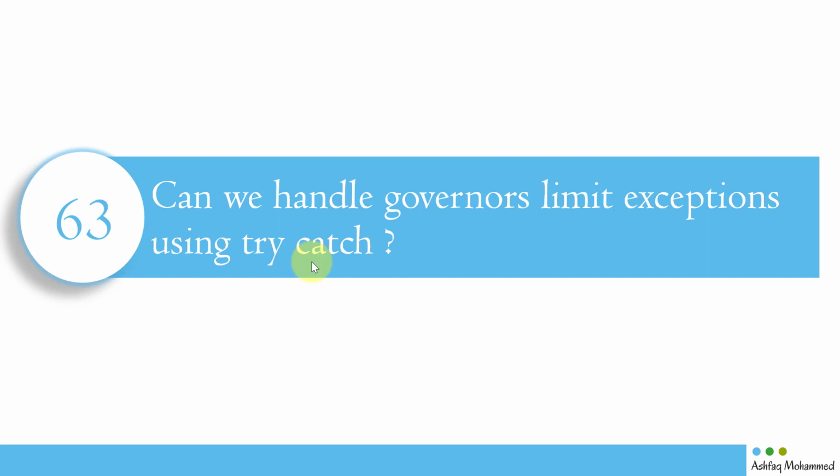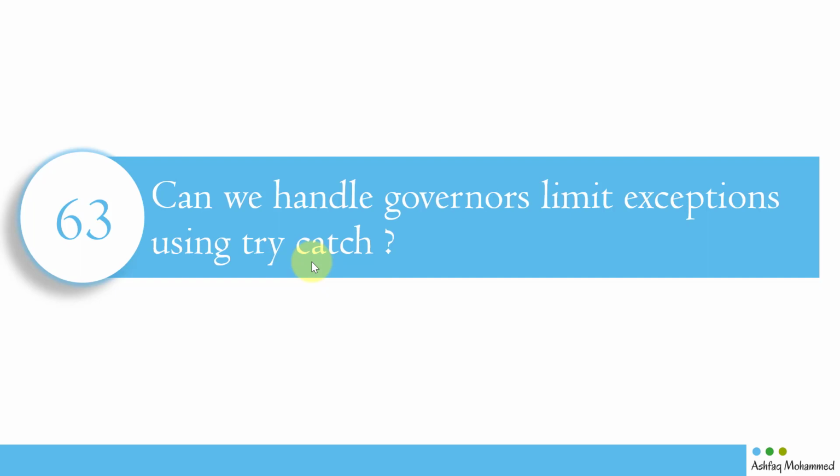But now my question to you, as an interviewer, is: can we handle governor limits exception using try catch? If I have a 101 SOQL error and I write try catch, will that not throw an error, the 101 SOQL error, or whatever I have mentioned in my governor limits? Can we do that? Can we avoid users getting those ugly messages if I hit the governor limit?